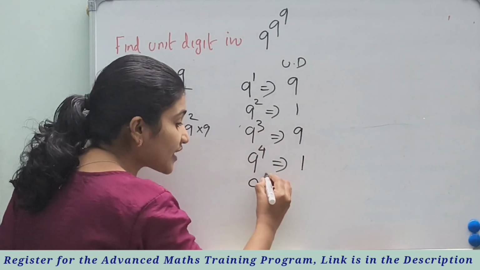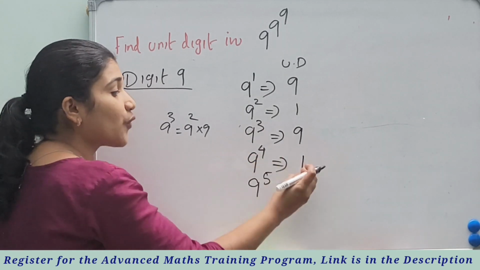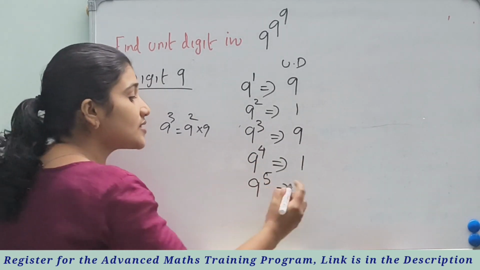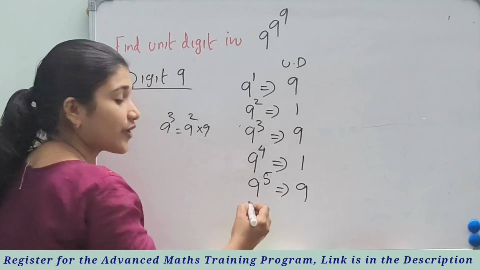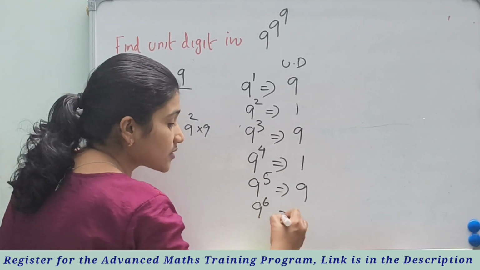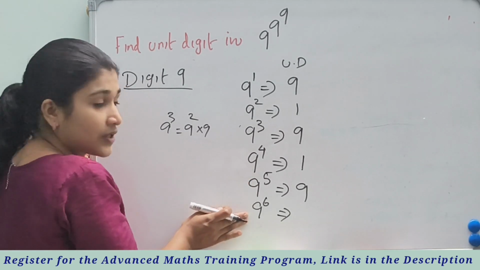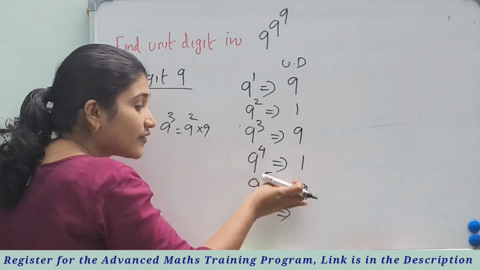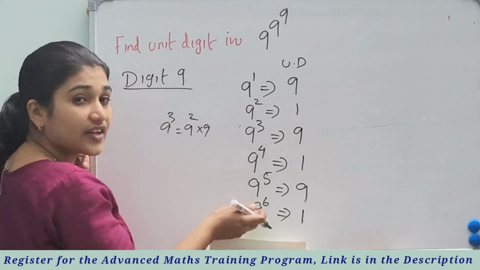Same way, 9 raised to 5. The unit digit in 9 raised to 4 is 1. 1 into 9 is 9. So 9 is the unit digit in 9 raised to 5. 9 raised to 6 means 9 raised to 5 into 9. The unit digit in 9 raised to 5 is 9, and 9 into 9 is 81. So 1 is the unit digit in 9 raised to 6.